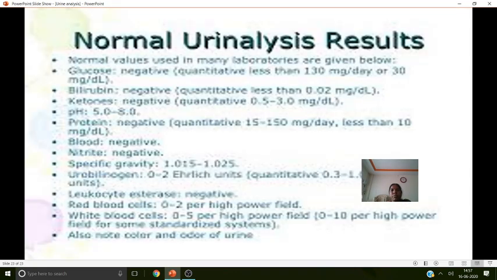So this is urine analysis. What are the different urine tests we perform in the laboratory, and what are the results? This is the class. Just go through it.